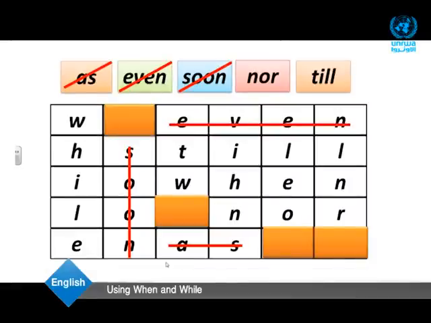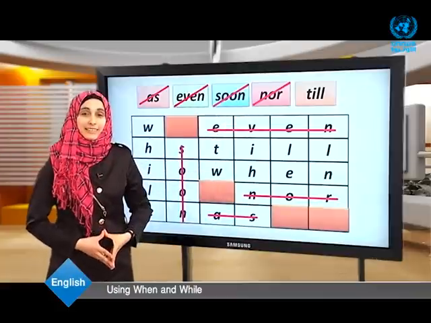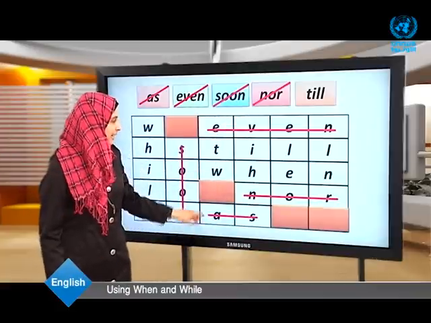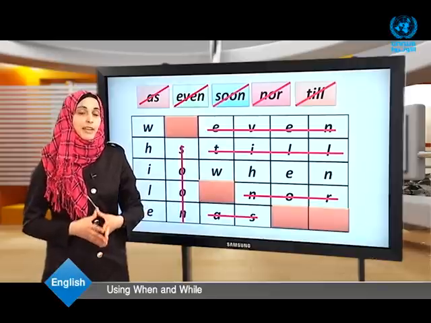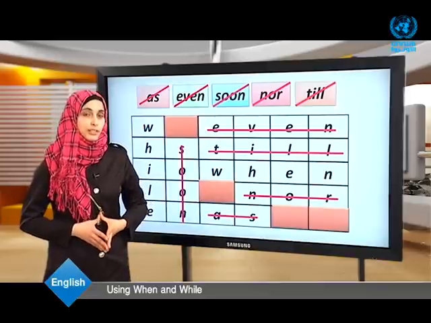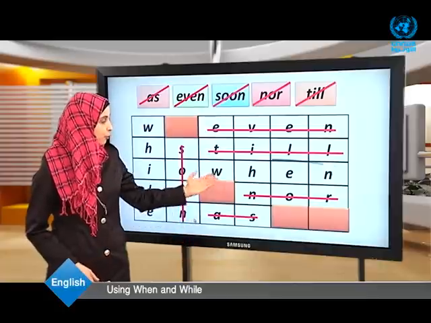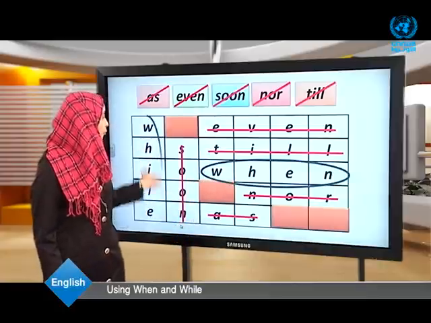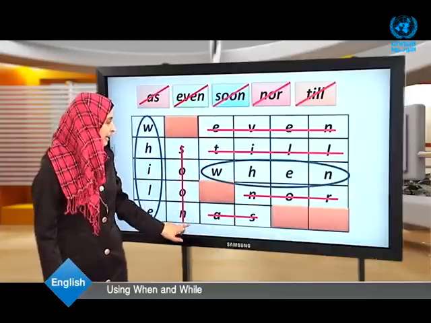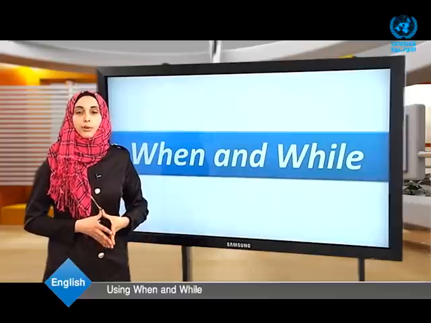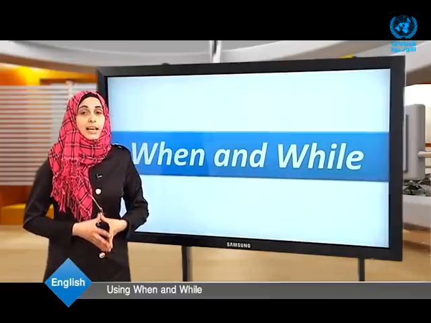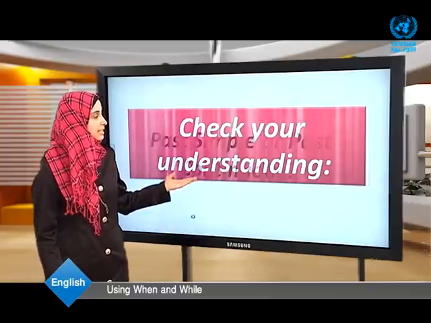What about the fourth one? Nor. Where is it? Great, it's here. Nor. What about the last one? Tell. Can you see it? Great, it's here. And what about the letters we have left here? Can you read the words? Excellent. We have when and we have while. When and while. And that's what we will talk about today. But before going deep discussing these 2 points, let me check your understanding by doing this activity.